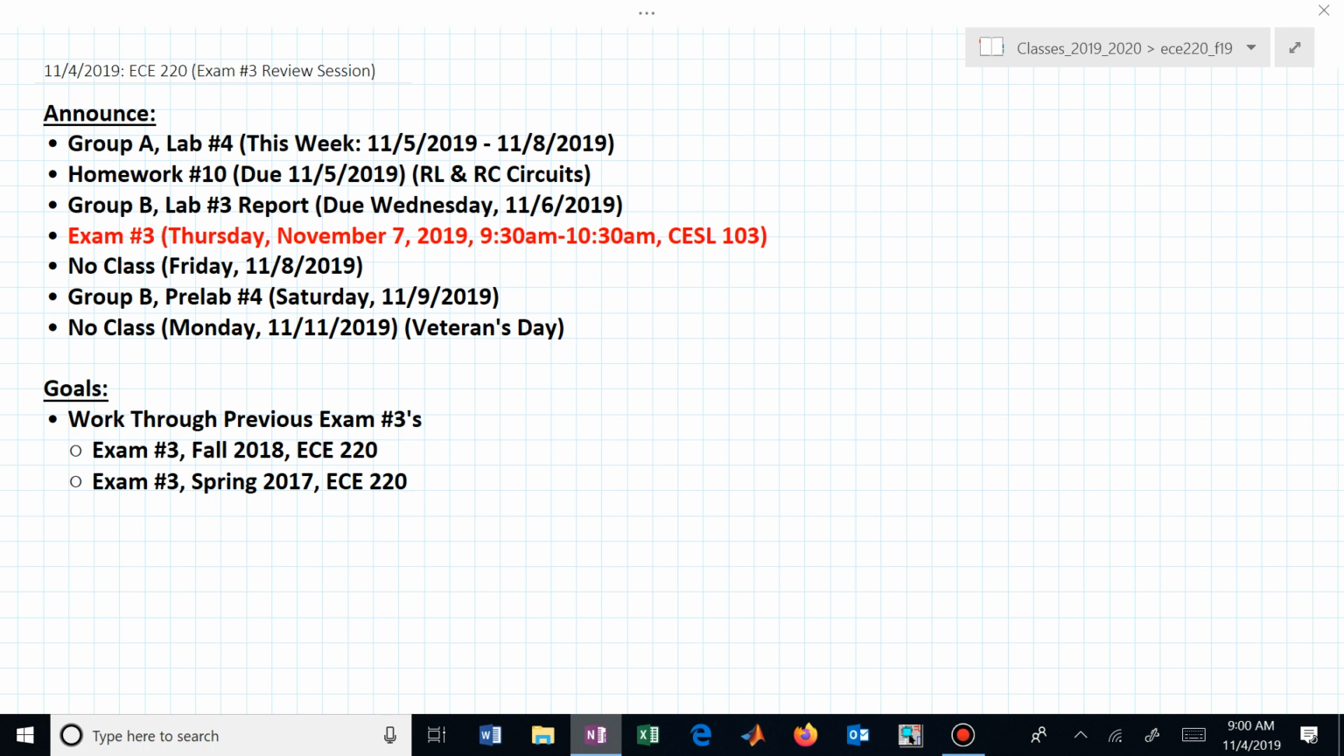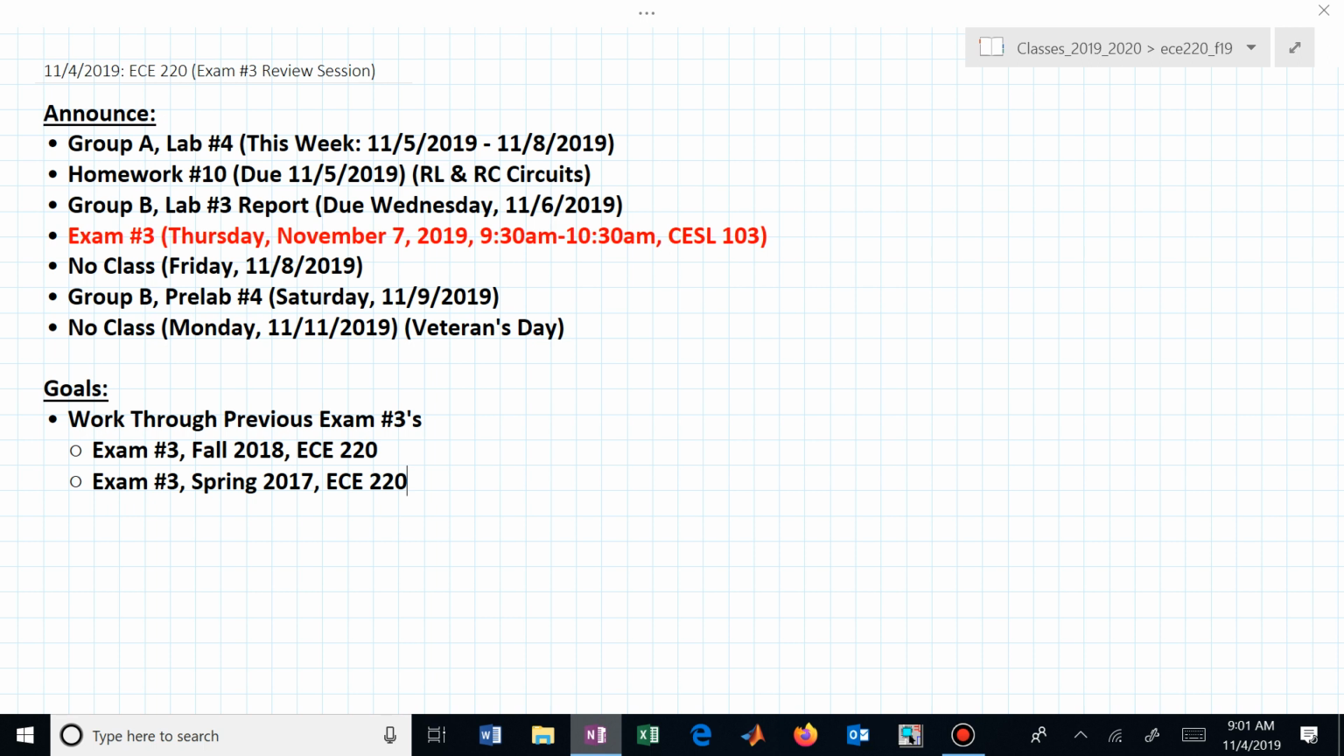That's exam number 3. If you're in Group A, lab number 4 I think has some op amps in it, so make sure you're attending your lab session number 4 this week. Homework 10, which is on subsequent material, RL and RC circuits, is due tomorrow.